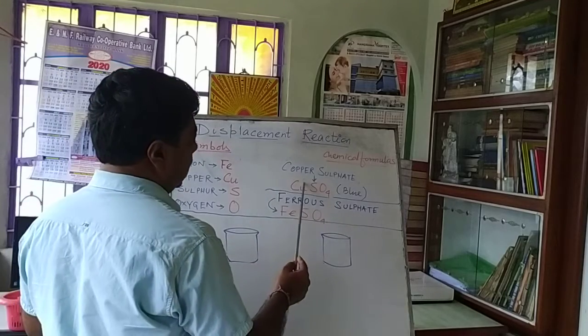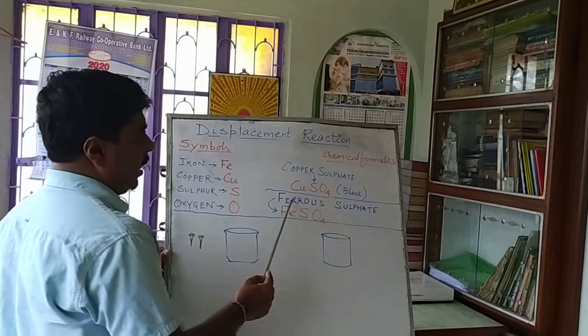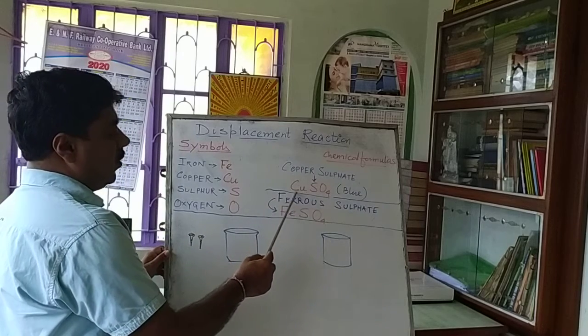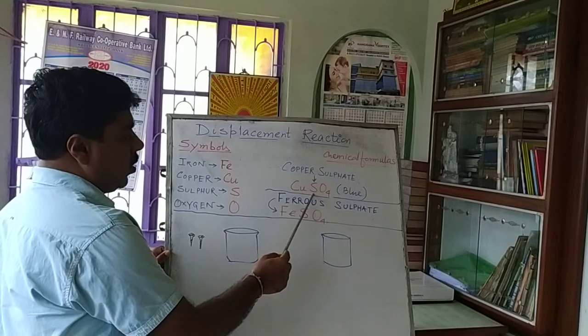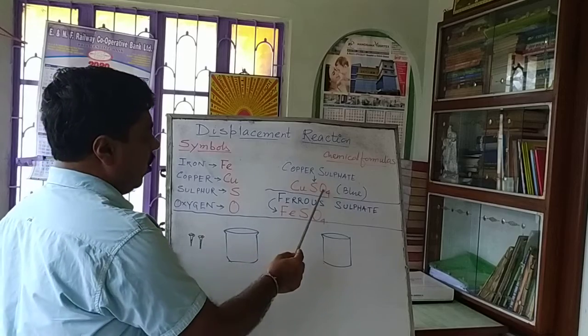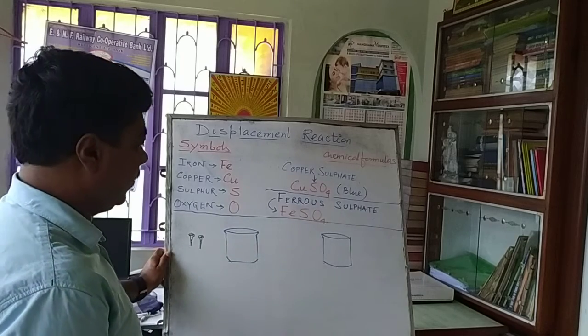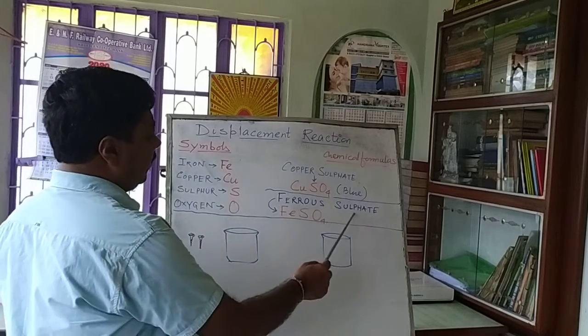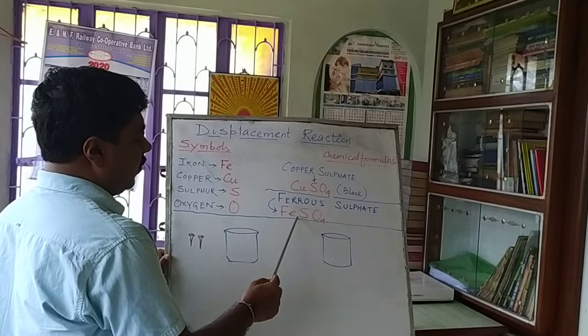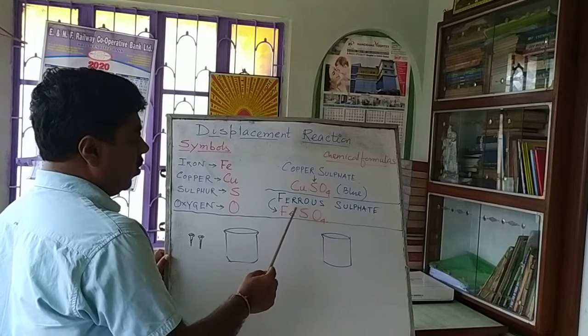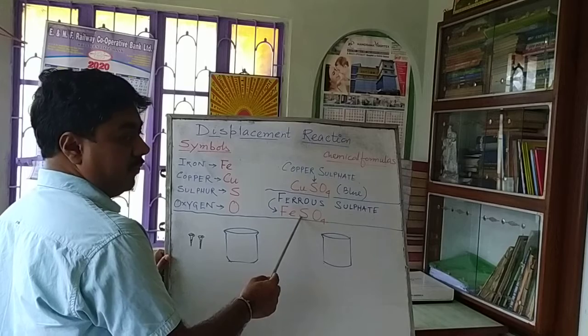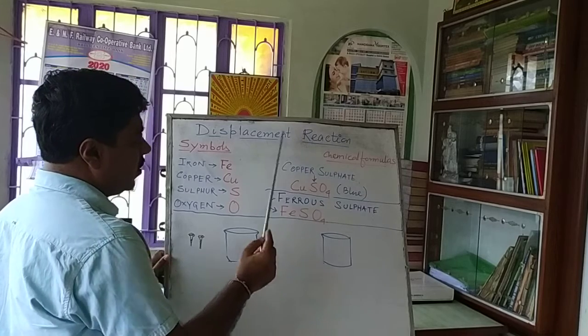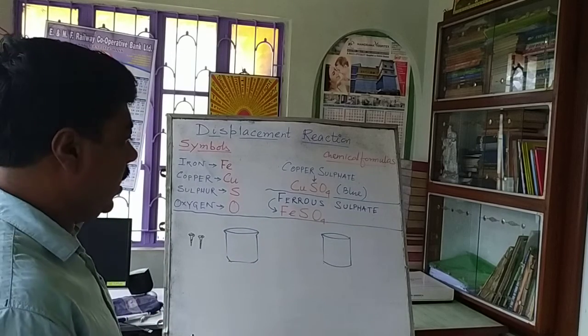Copper sulfate, CuSO4, that means one atom of copper, one atom of sulfur and 4 atoms of oxygen. Ferrous sulfate, one atom of iron, one atom of sulfur and 4 atoms of oxygen.